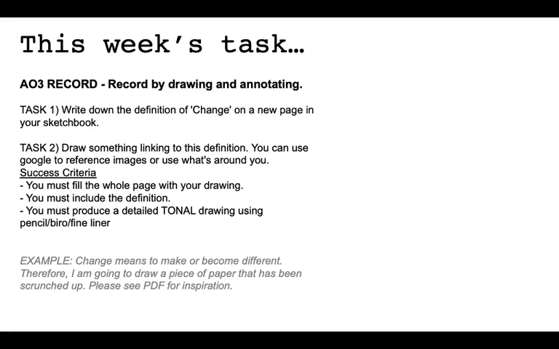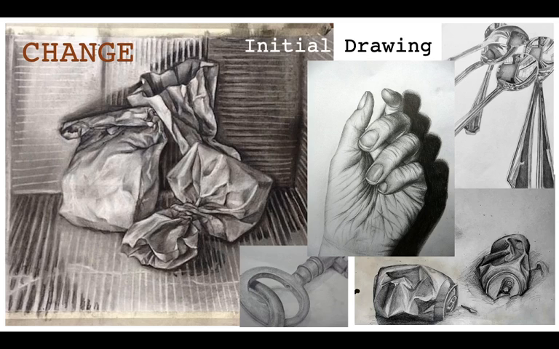Use what's around you. You can use the internet as well to find some images, but you should all be able to do this. An example that I have put is that change means to make or become different. Therefore, I could make something different, change something, and then document that. So I could scrunch up a piece of paper and then draw that. Here are some examples of what you might want to produce.